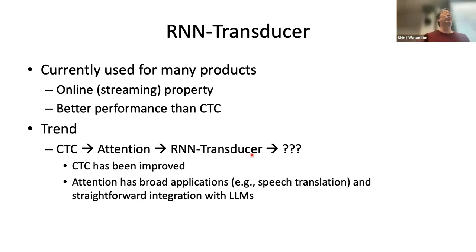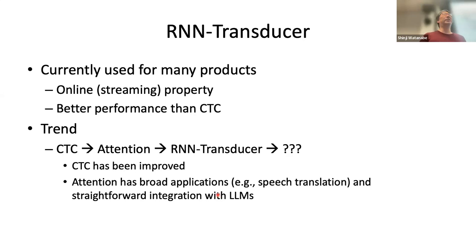So I tried to put a lot of emphasis on the RNN transducer in this lecture. However, we are not sure which one will come next; we still don't have the best solution. Maybe we can also include HMM. We are not sure which one is better because every technique has pros and cons. And recently, many people started to think that we should move to attention because of its strong interface with large language models and so on.